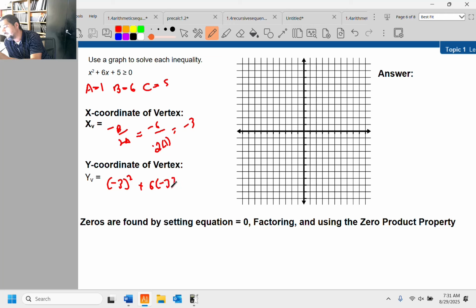And you will sit here and moan and complain that you did not do this in Algebra 1, and I know full well you did.